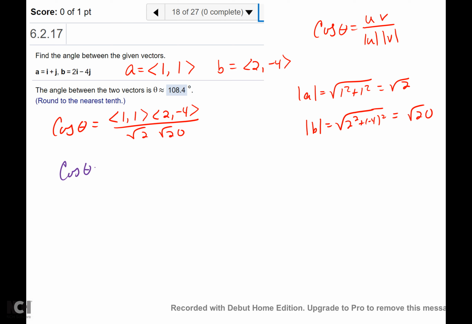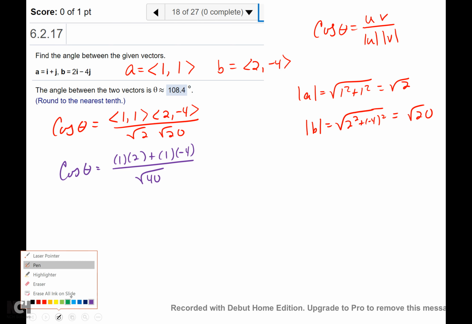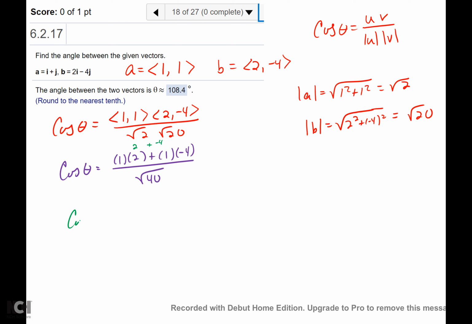Simplifying, cosine theta equals 1 times 2 plus 1 times negative 4 over the square root of 40. That is going to give me 2 plus a negative 4, cosine theta equals negative 2 over the square root of 40. Kill cosine with arc cosine, and I get theta equals 108.4 degrees.